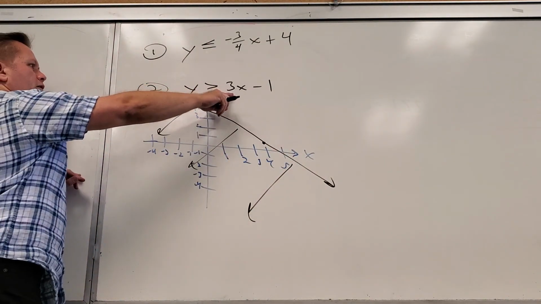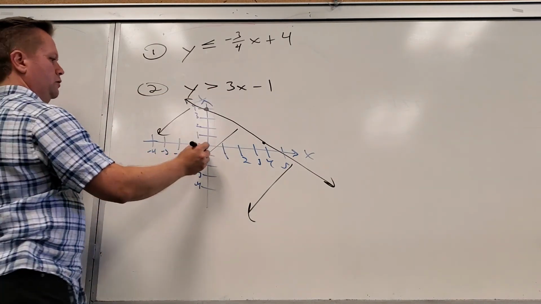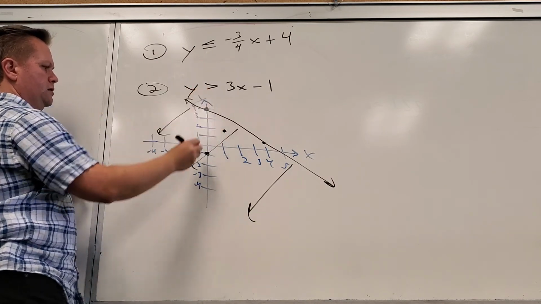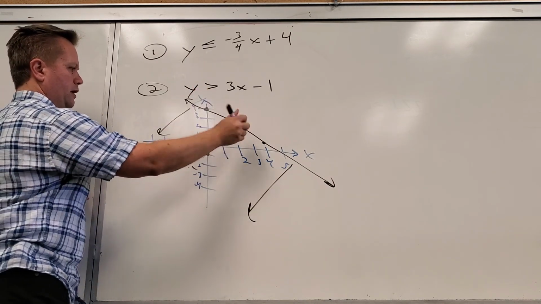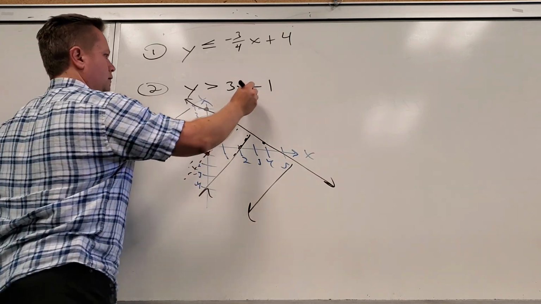This guy, what's his y-intercept? 0, negative 1. Then up 3, over 1. What kind of line? So this little arrow's got to get out of here. No, Jeff. That's the dash it thing. There you go, buddy.